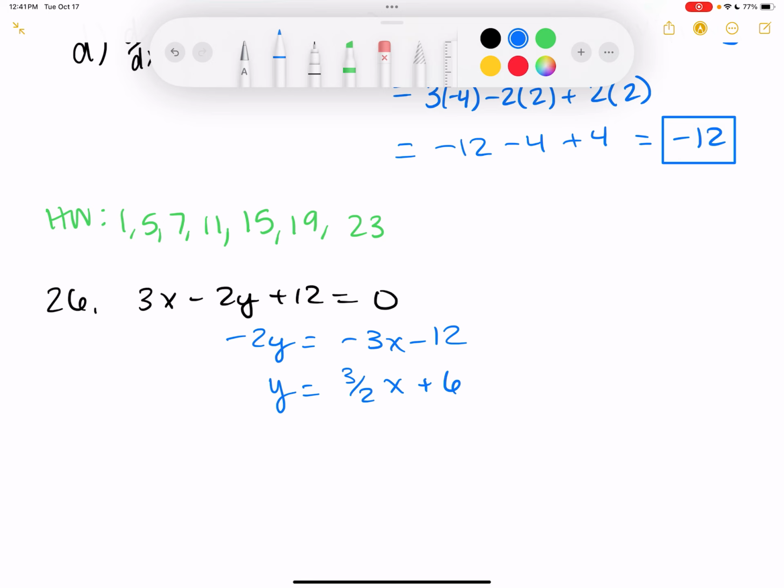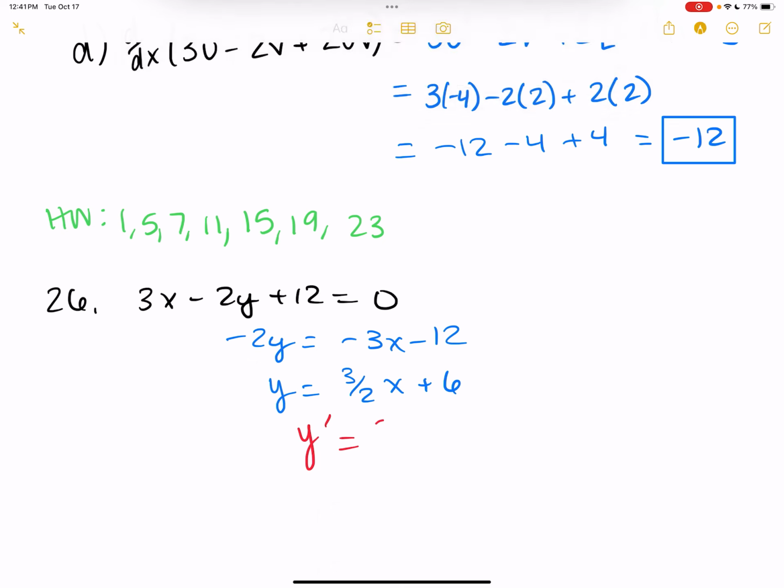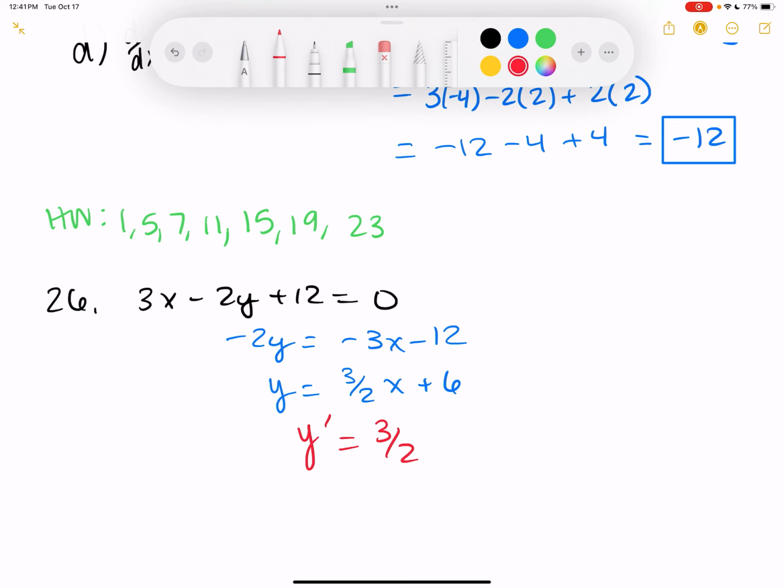So I bet you can't guess what the slope is. So, we're going to take the derivative. I just can't guess. Can't do it. So the derivative is 3 over 2. So the slope is 3 over 2.